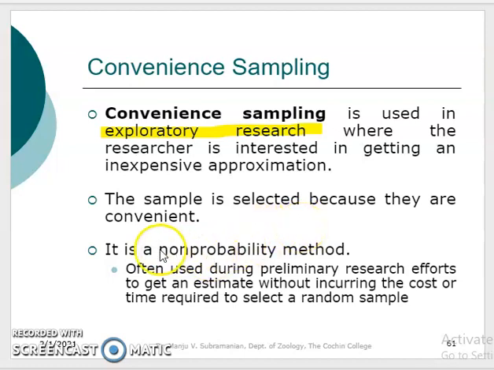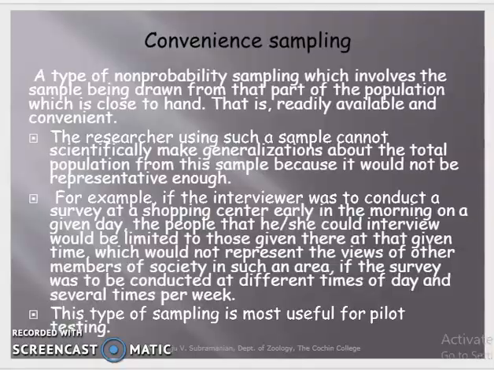The sample is selected because it is convenient, and it is a non-probability sampling method, often used during preliminary research efforts to get an estimate without incurring the cost of the time required to select a random sample. It is any type of non-probability sampling which involves a sample being drawn from that part of a population which is close to hand, that is, readily available and convenient.